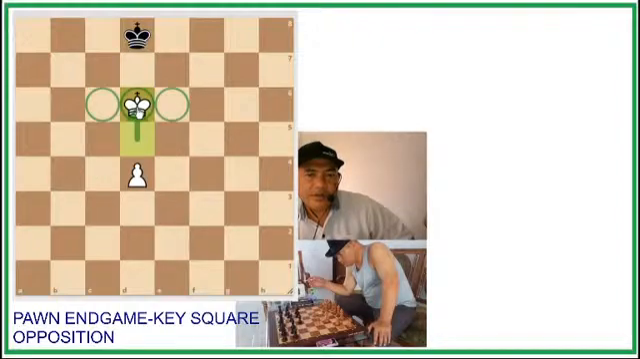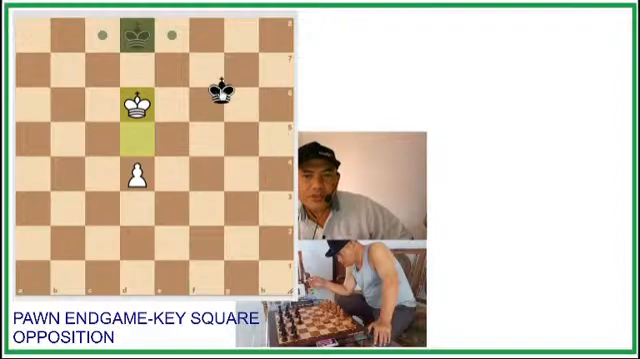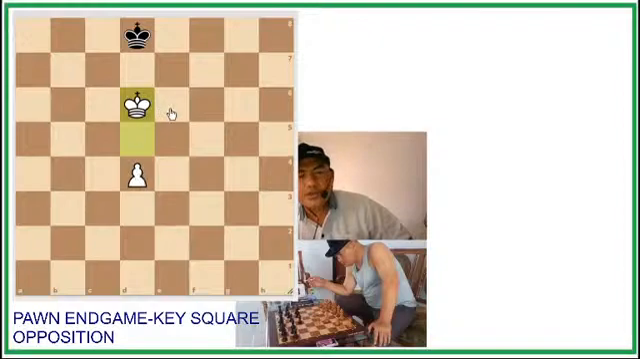And when white gets the key square, in whatever place you move the king, you put here or here or here, white is winning. This is why they call this the key square.